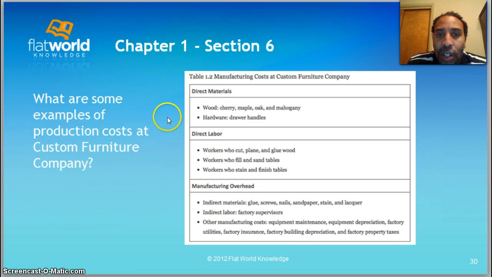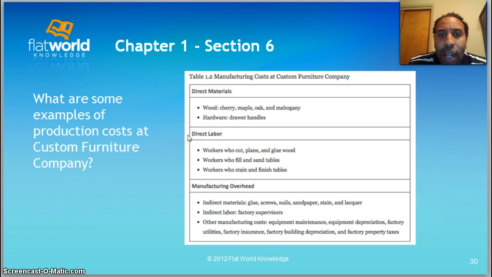Okay, so as you can see on direct materials, you have things that are used to make whatever product we are creating. So you have different types of wood. You have cherry, maple, oak, and mahogany, right? Because different schools, different companies want different types of desks. You have hardware, drawer handles, right? So let's say we're making drawers or furniture or something like that that needs a handle. That's also hardware. That would be direct materials as well.